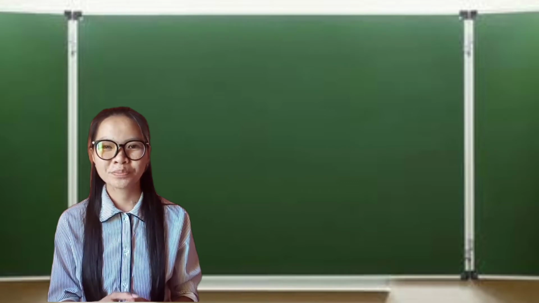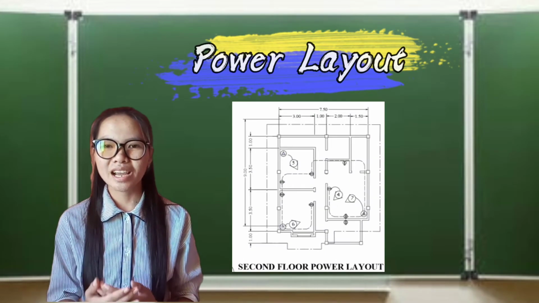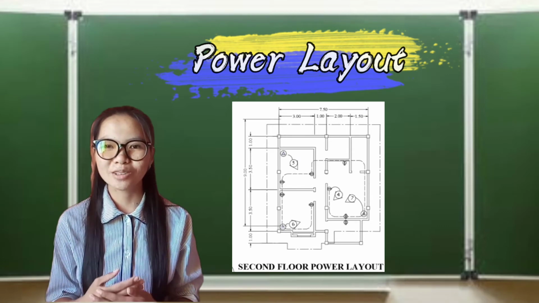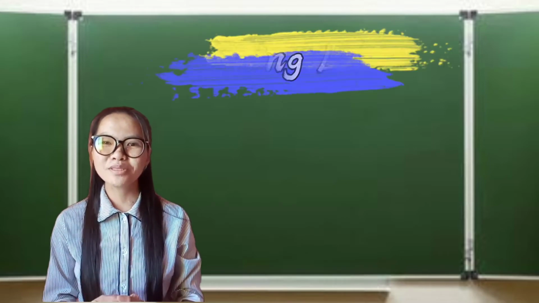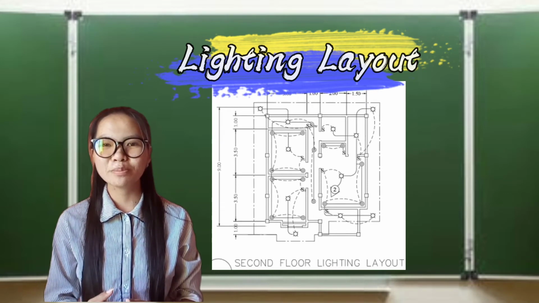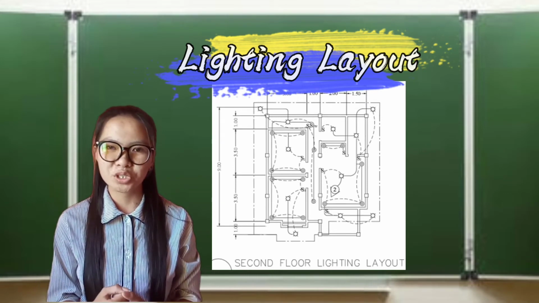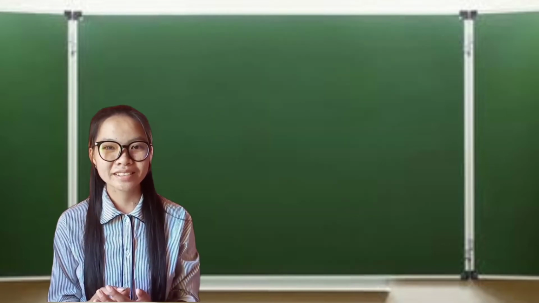Okay, very good. So, when we say power layout, it is a design of placement of convenience outlets and receptacles in the floor plan. Then when it comes to lighting layout, it refers to the layout and placement of the different lighting fixtures and symbols in the floor plan. Did you get it, class?